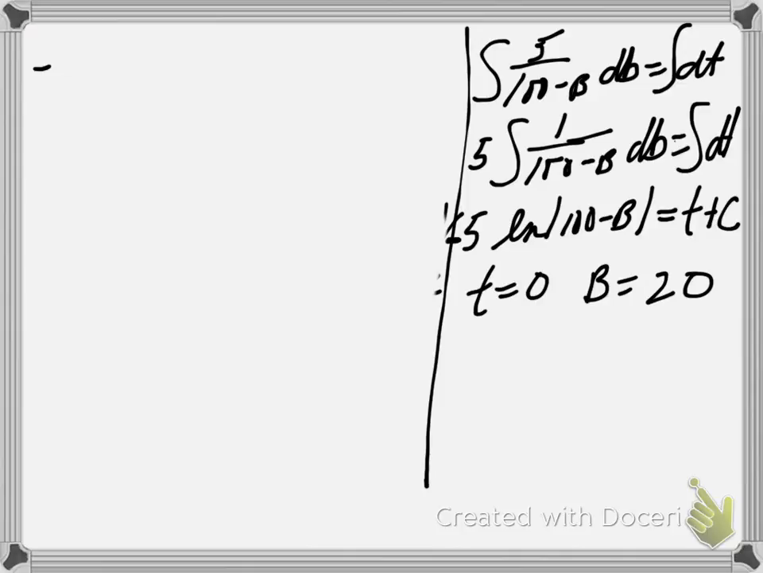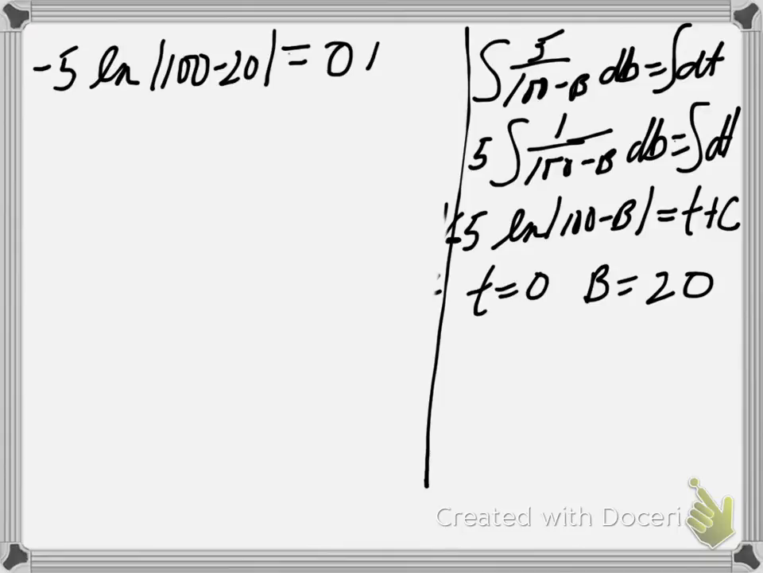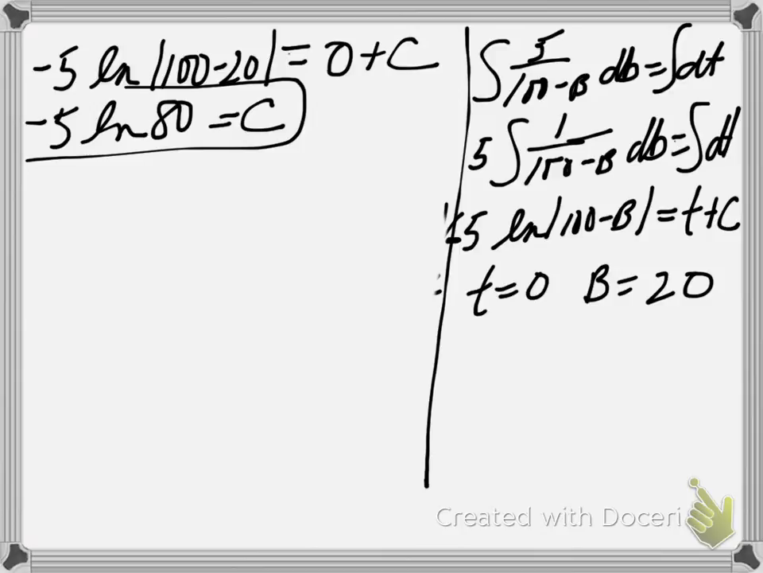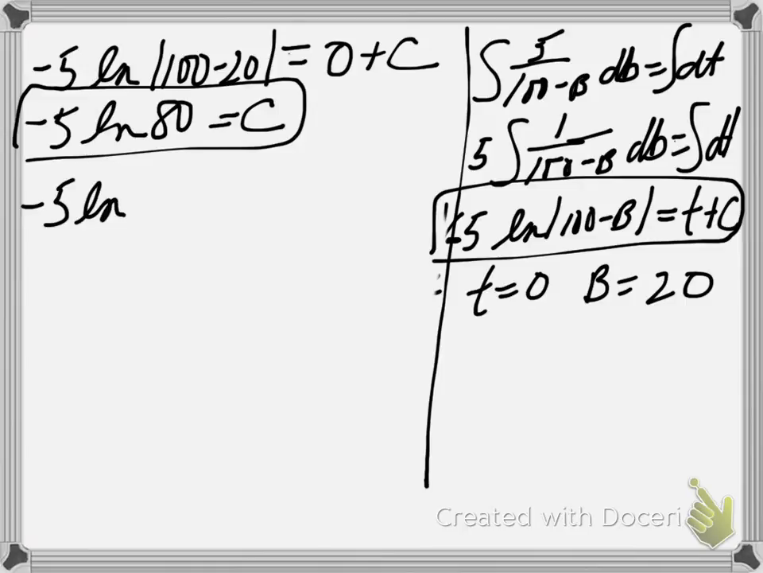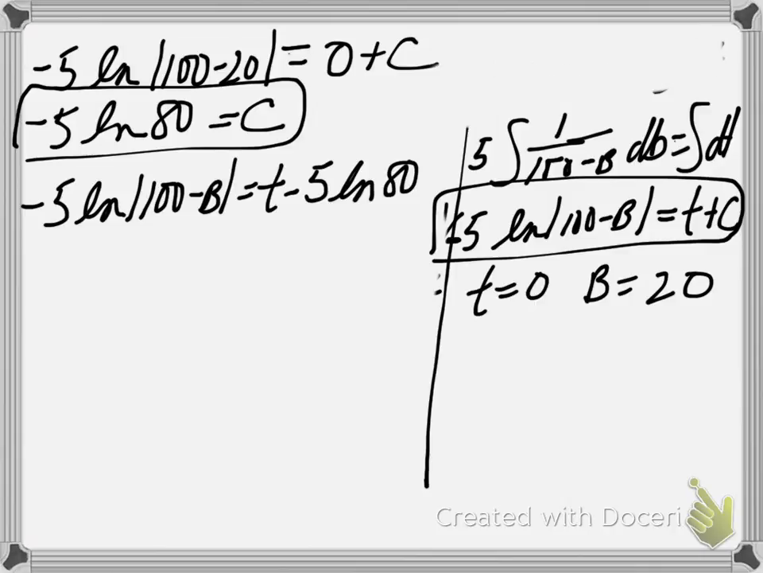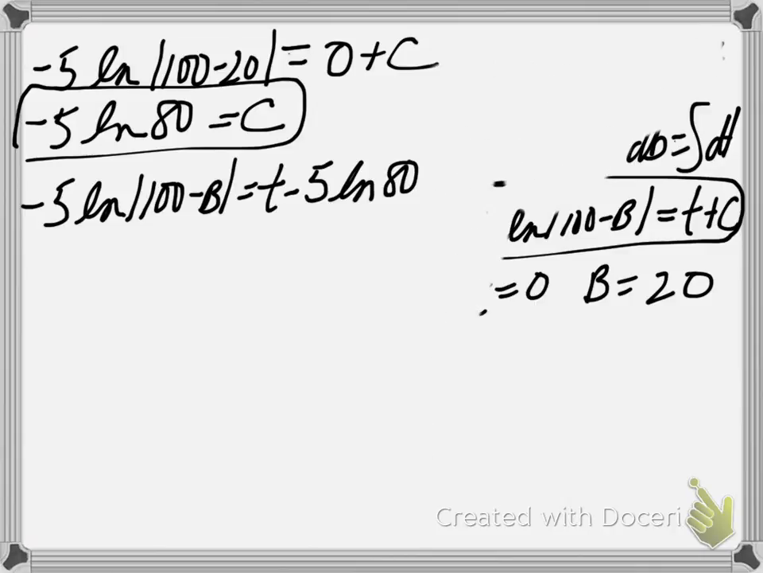Okay, so we have negative 5 ln of 100 minus 20 equals 0 plus C. So 100 minus 20 is obviously 80. So this is what C is equal to. So we're going to take that and put it back into here. So we get negative 5 ln of 100 minus b equals t minus 5 ln 80. Okay? And now all we have to do is solve for b.